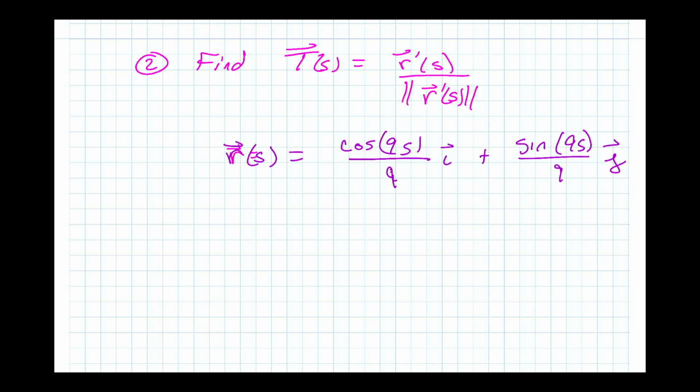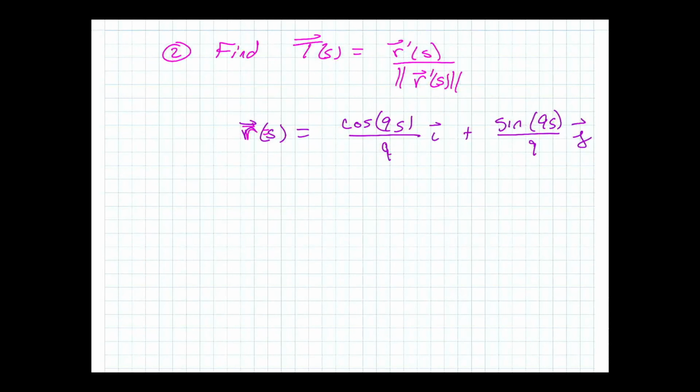Okay. So there's r of s. So we need r prime, right? So that means that r prime of s, we need the derivative of this. Now that's not going to be hard. The derivative of the cosine function is negative sine. So you get negative sine 9s. Chain rule says multiply by 9.